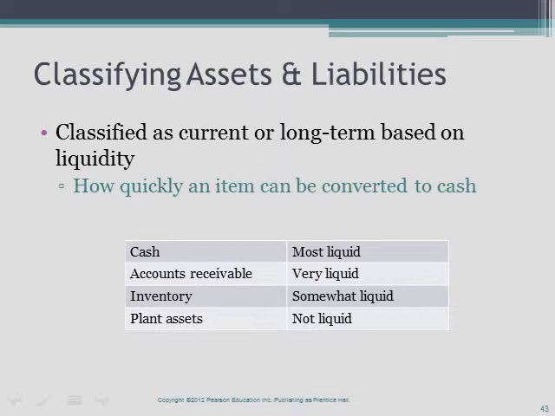Equipment and buildings are even less liquid because these assets are held for use and are not for sale. When we invest in plant assets, we generally understand they are long-term investments. So a balance sheet lists assets and liabilities in order of relative liquidity.